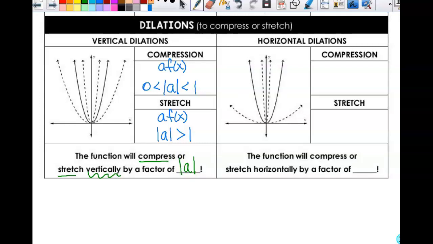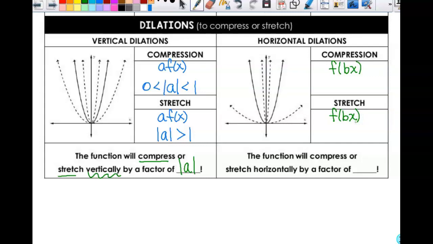Okay. Then horizontal stretches or compressions. I'm either squeezing it together or stretching it apart. Remember, x is a liar. And you have to multiply before you actually do the function part of it. So this would be f of b times x. It's the same for a stretch or a compression. What makes the difference is the value of b.